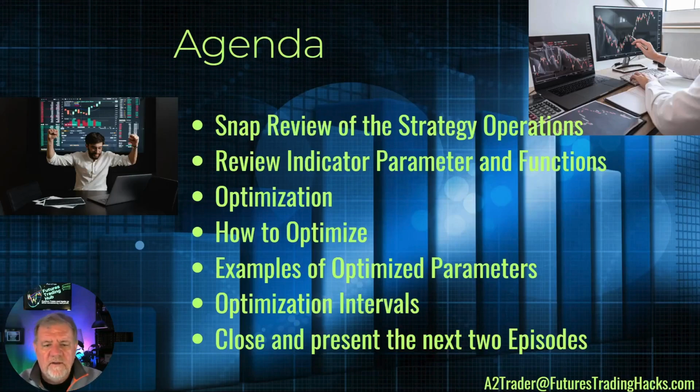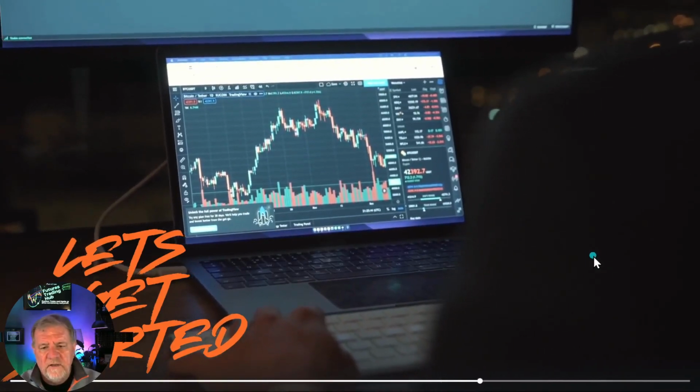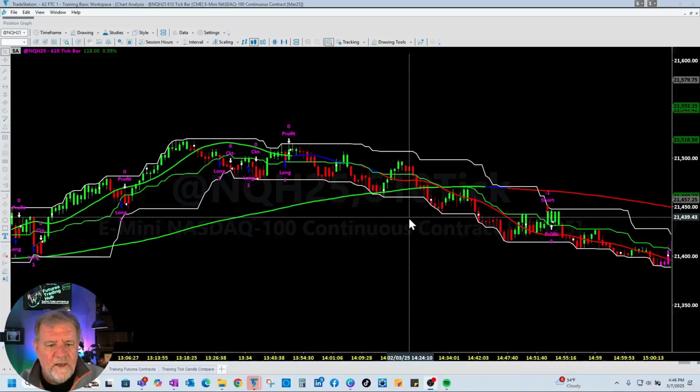Okay, let's talk about, first of all, the snap review of the strategy operations. We'll also talk about indicator parameters and functions. Today, the bulk of this will be about optimization. How do we optimize? What do we do? What does it do? What do we get out of it? Examples of optimized parameters, we'll talk about that. We'll talk about optimization intervals. And then we'll close with what the next 2 episodes are, just like I discussed earlier. Let's get started.